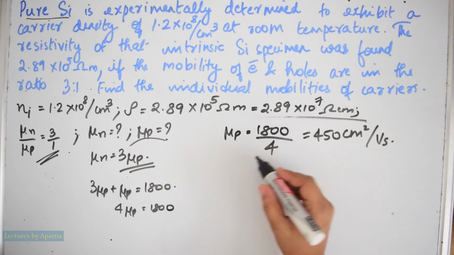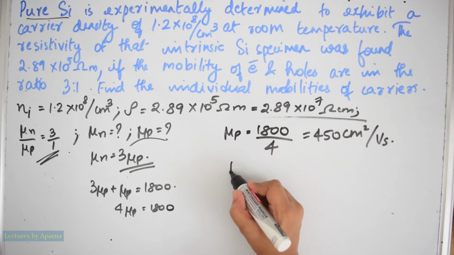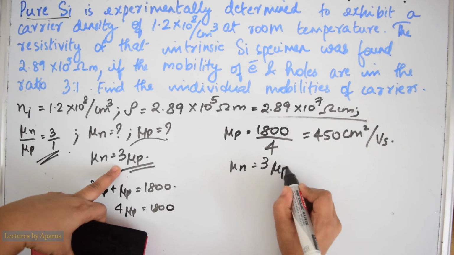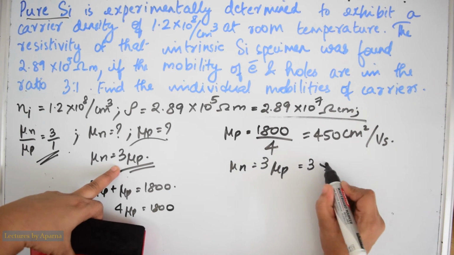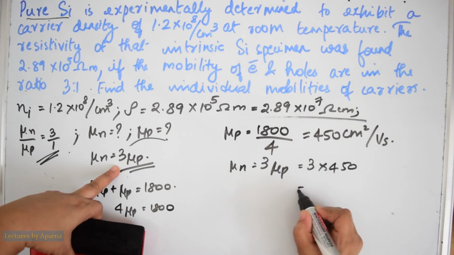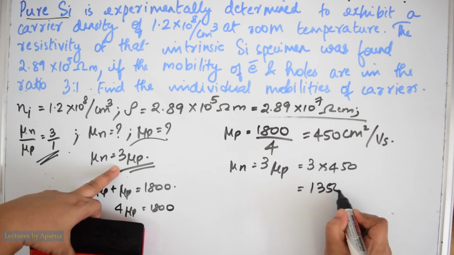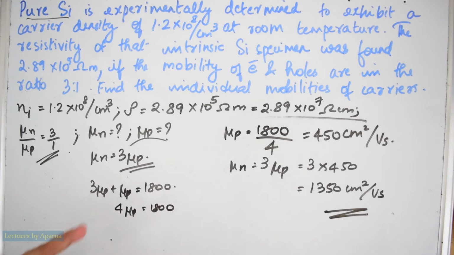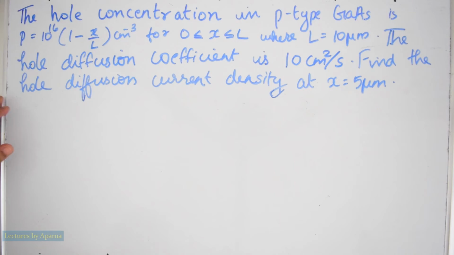Thus we got mu p. Now mu n is equal to 3 times mu p, which will be equal to 3 into 450, or this is equal to 1350 centimeter square per volt second. So these are the mobilities of carriers in pure silicon.